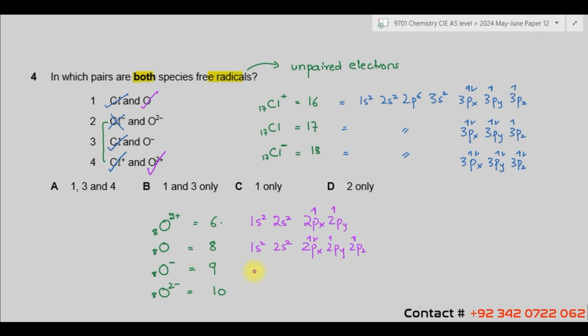Then we have -1, 1s2, 2s2 and 2p5. One, two, three, four, five. One unpaired electron is present. Then O2 negative, 1s2, 2s2 and 2p6. So 1, 2, 3, 4, 5, 6. No unpaired electron is present. So 1, 3 and 4 option is correct. Answer is A.